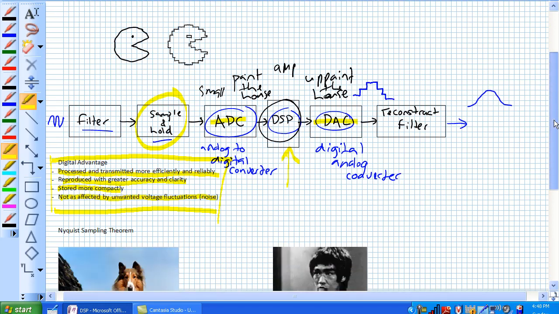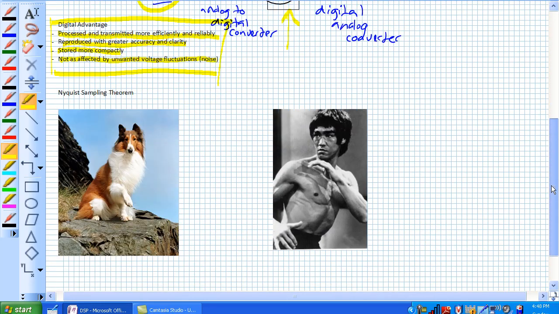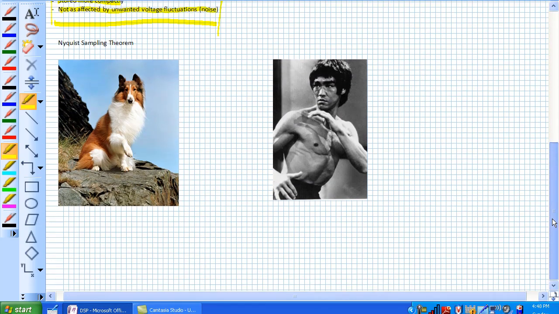Okay, and you guys saw my little sneak preview here, the Nyquist sampling theorem. The Nyquist sampling theorem can, believe it or not, be introduced with these two famous characters here. First one is Lassie, and the next one is Bruce Lee. Okay, so Lassie. What is the Lassie example illustrating about the Nyquist sampling theorem? I know that I've introduced Pac-Man, Lassie, and Bruce Lee in one lecture. So how does it work here?